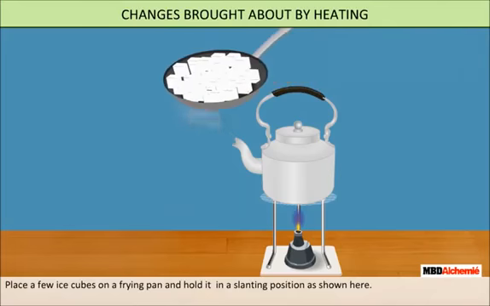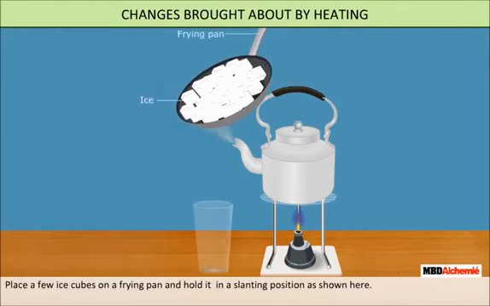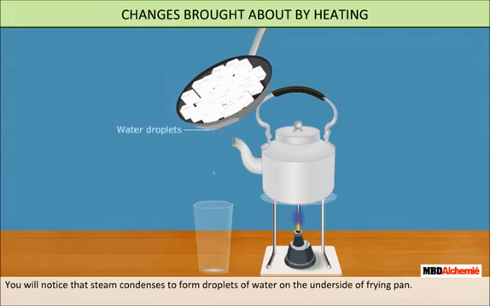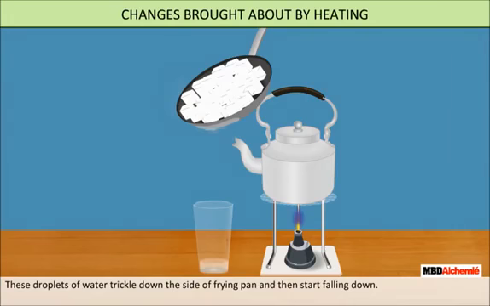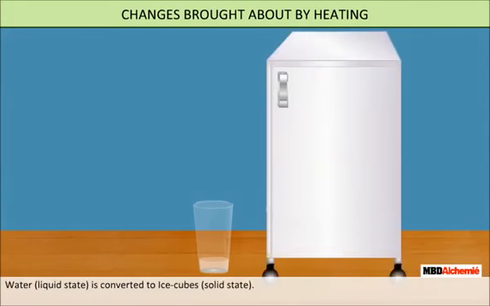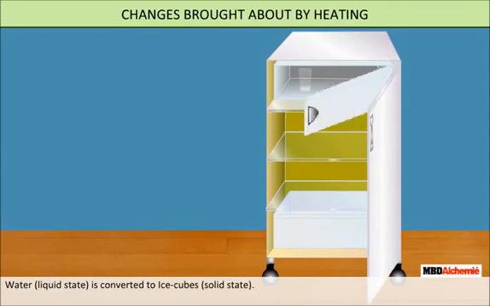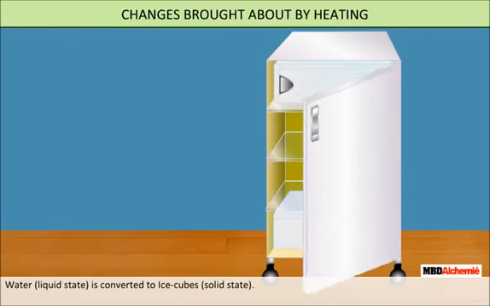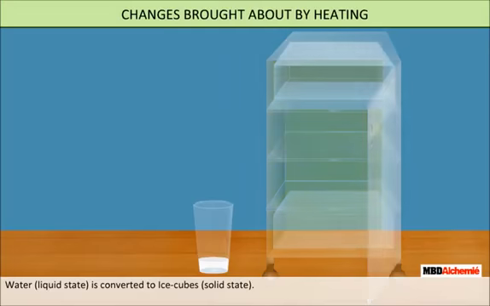Place a few ice cubes in the frying pan and hold it in slanting position as shown here. You will notice that steam condenses to form droplets of water on the underside of frying pan. These droplets of water trickle down the side of frying pan and then start falling down. Collect these droplets in a glass. Put the glass into refrigerator, freezer. Water, liquid state, changes into ice cubes, solid state, and vice versa.